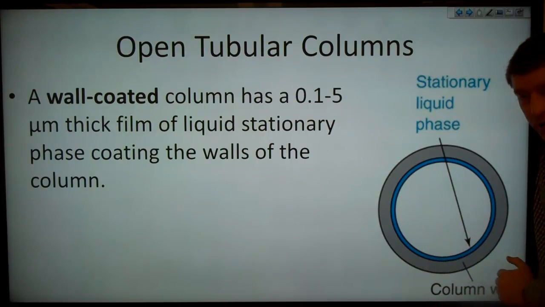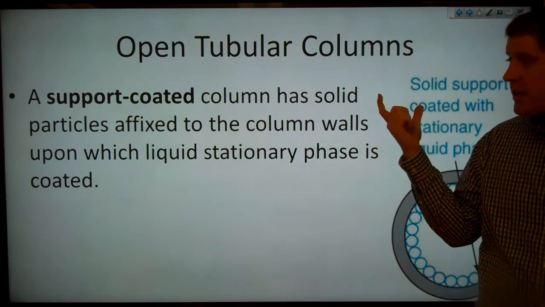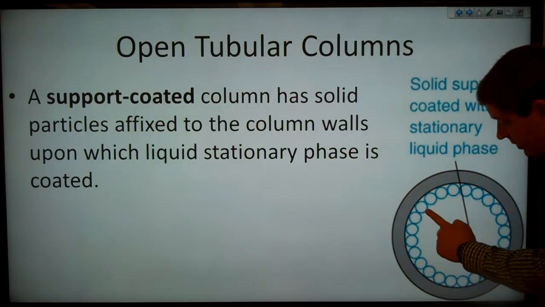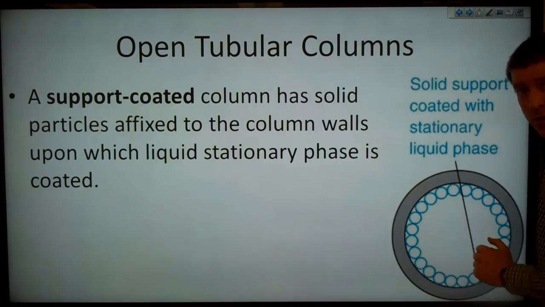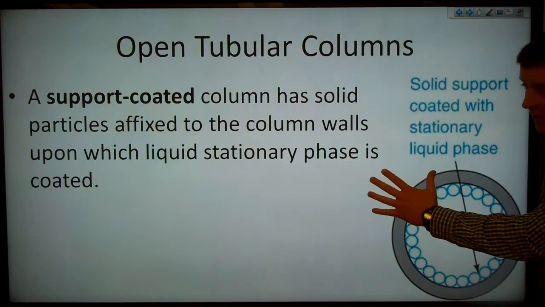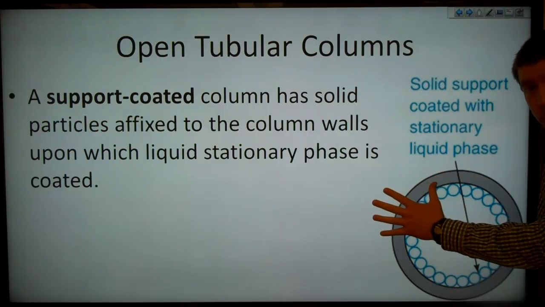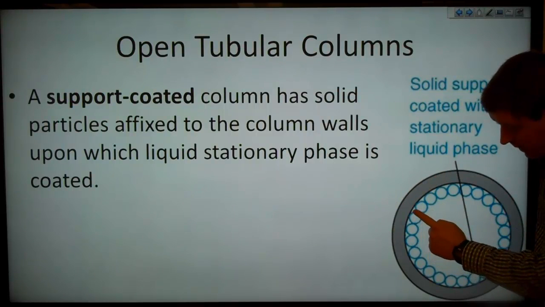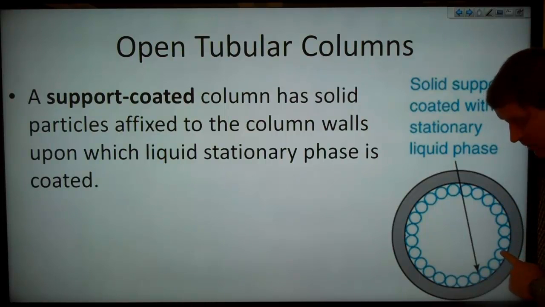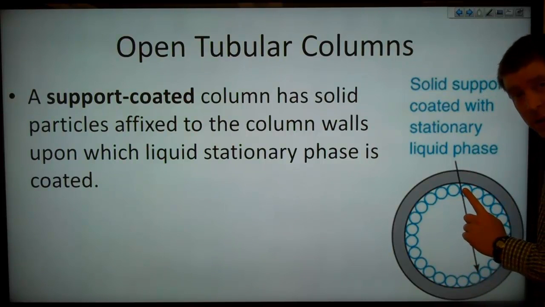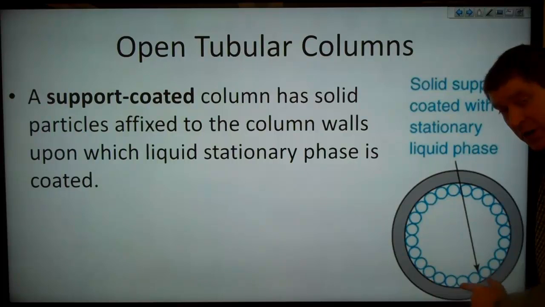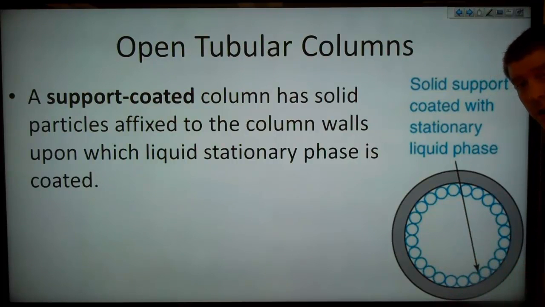So they're coating the column, and this is what we've seen thus far. A support-coated column has solid particles affixed to the column walls, and those are these open circles here. And then onto those support particles, we have liquid stationary phase coating the surfaces of those support particles. So the liquid stationary phase is still the blue circles here, but now we have a greater surface area than we had on the last slide, because we have a greater surface area on those particles than we have on the column wall.